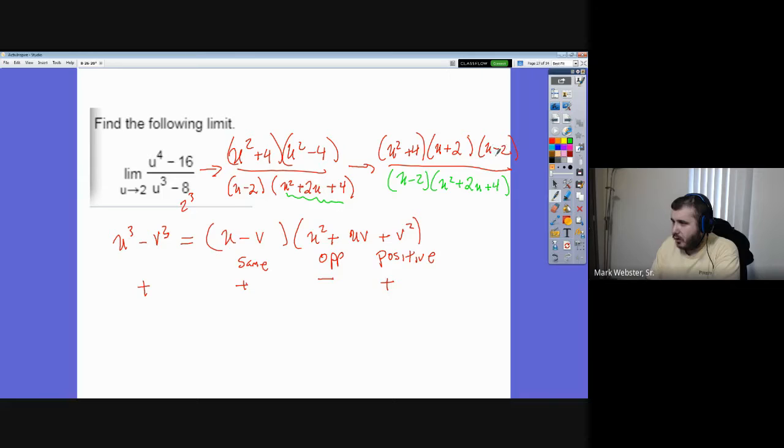We look on top. Oh, look, u minus 2, u minus 2. Those cancel out. And that was the one that was causing us trouble anyway. So now what we have is u squared plus 4 times u plus 2 over this thing, u squared plus 2u plus 4. And then, now that we've gotten rid of that hole, we can just plug in 2, just plug 2 right in.